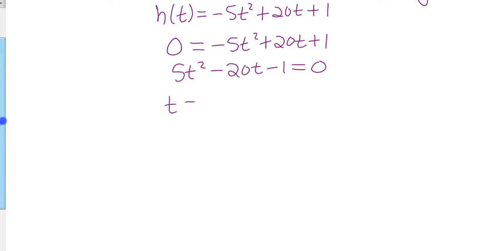So in this case, t is equal to negative b plus or minus the square root. Hold on.